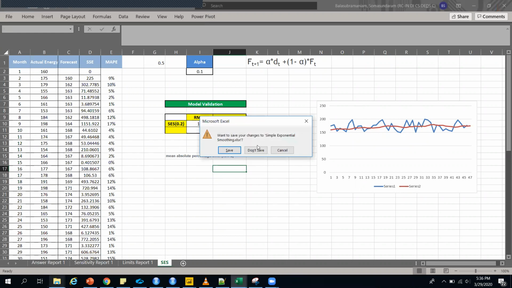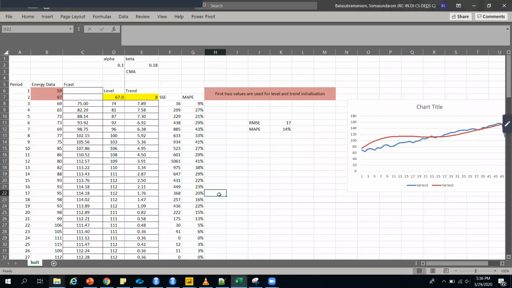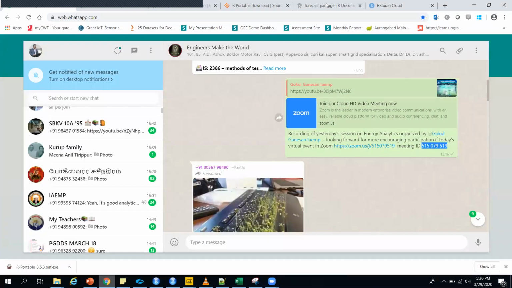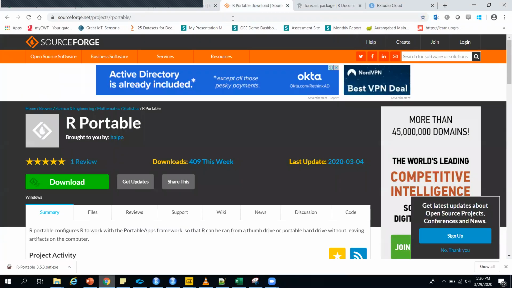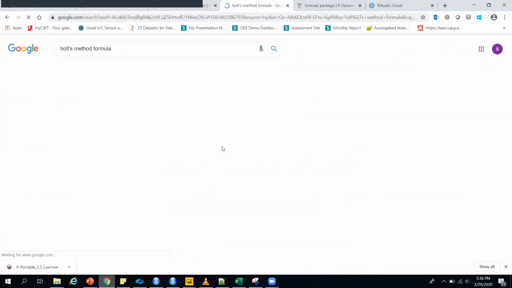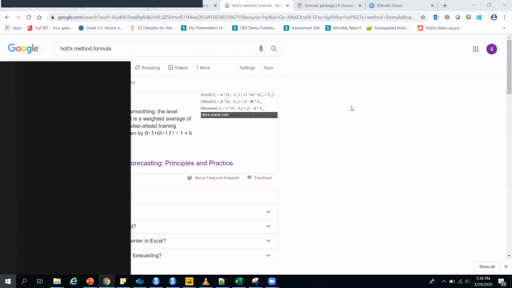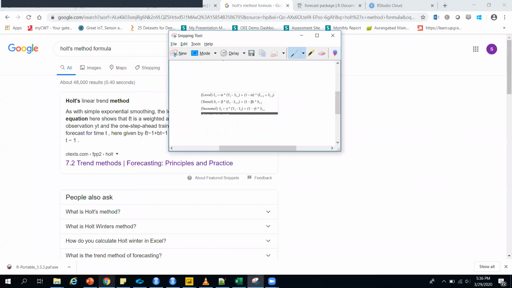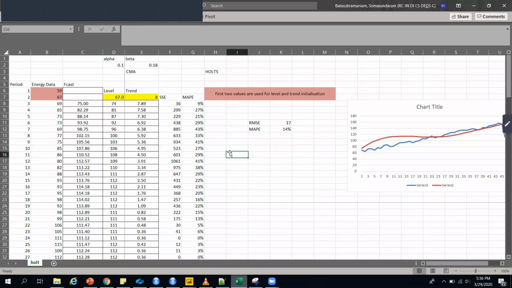Next let me go to something called Holt's smoothing, HOLT's. Let me choose the formula for this. Let's see Holt's method formula. Yeah, this is your Holt's method formula.